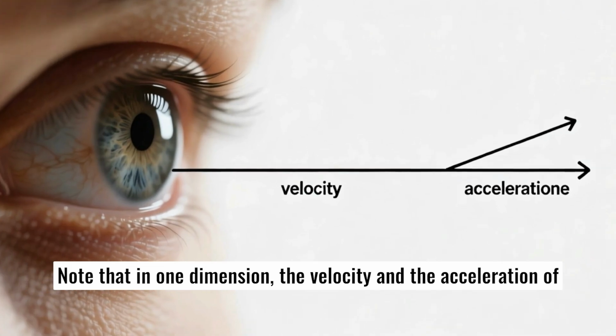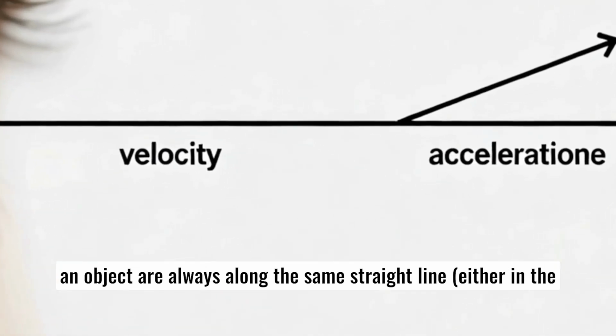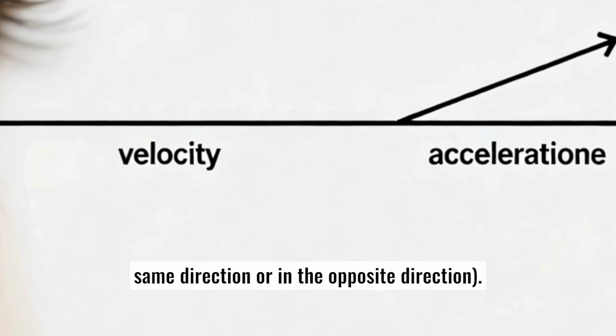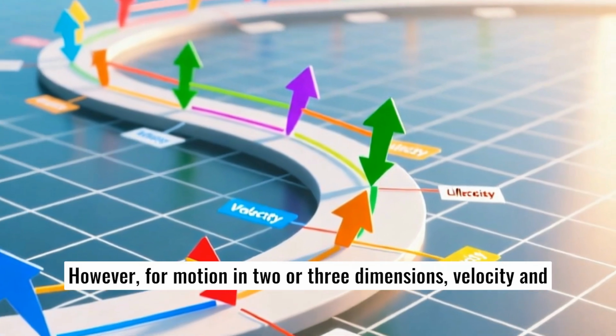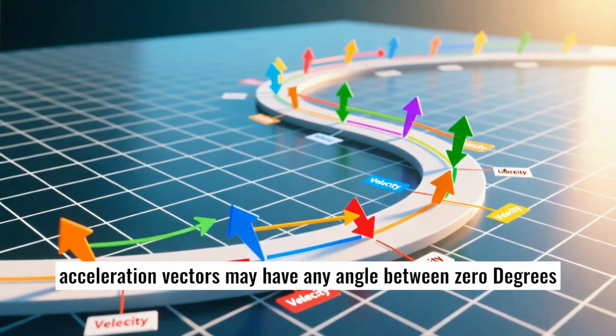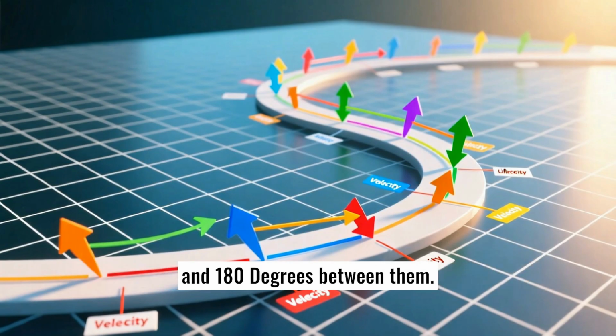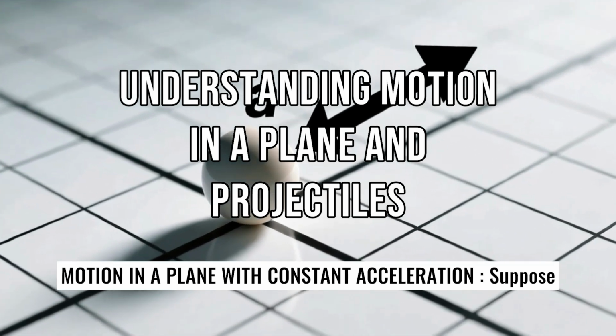Note that in one dimension, the velocity and the acceleration of an object are always along the same straight line, either in the same direction or in the opposite direction. However, for motion in 2 or 3 dimensions, velocity and acceleration vectors may have any angle between 0 degrees and 180 degrees between them. Motion in a plane with constant acceleration.